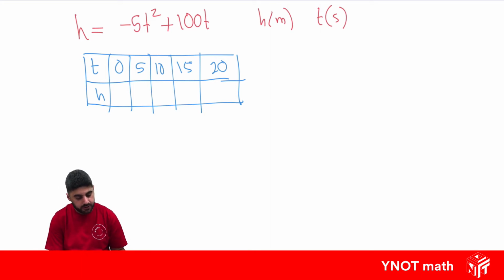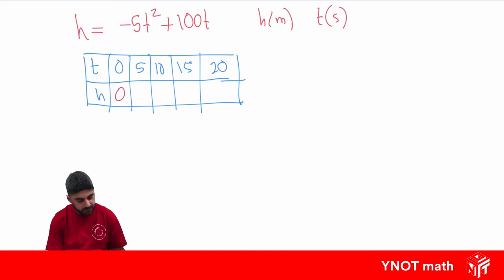Okay, so always whatever the variable is on this side of your equation, you want to be at the top, and you want whatever the subject is to be at the bottom like that. So let's go ahead and fill this table in now with some values. When we sub t is 0 in, we get 0 squared is 0, times minus 5 is 0, plus 100 times 0 is 0, so we just get 0 for that one.